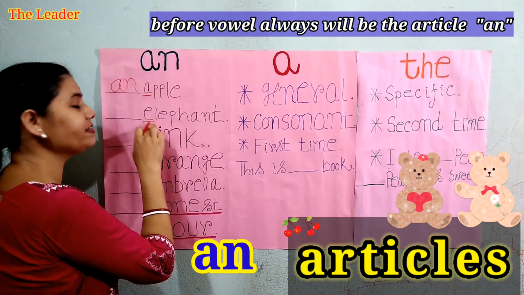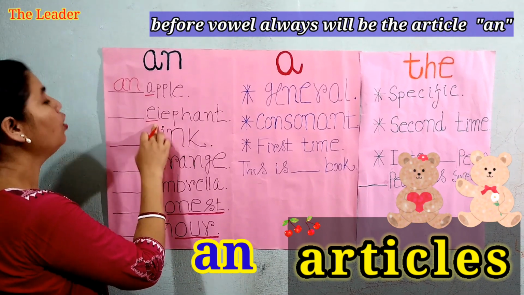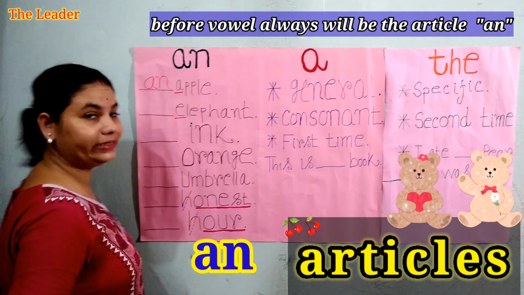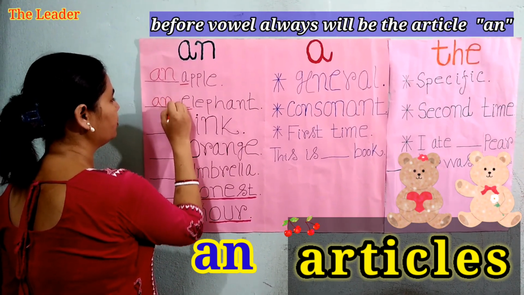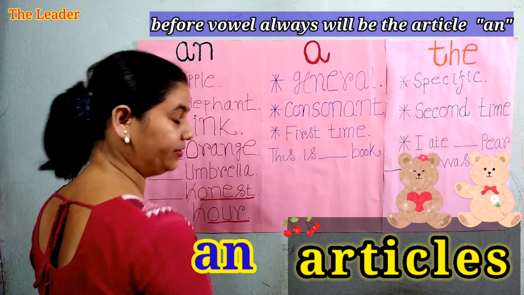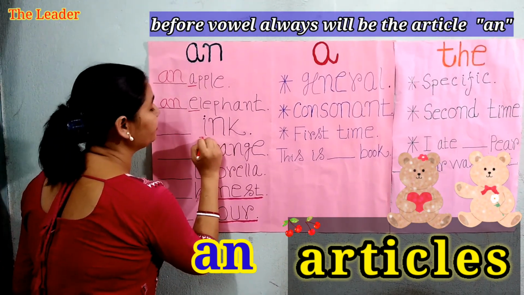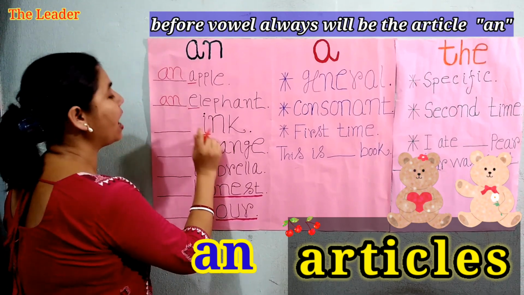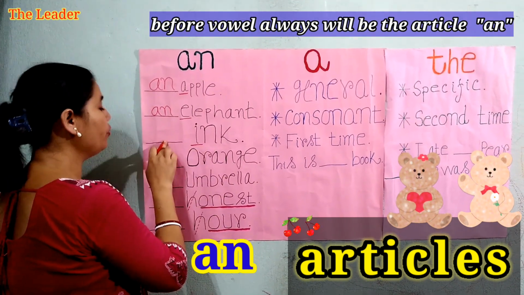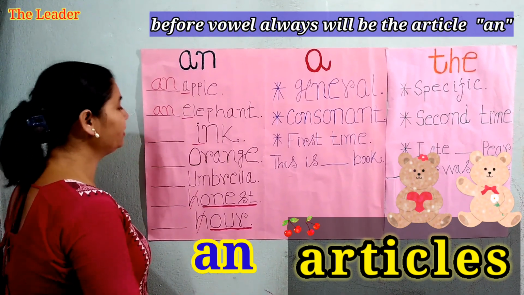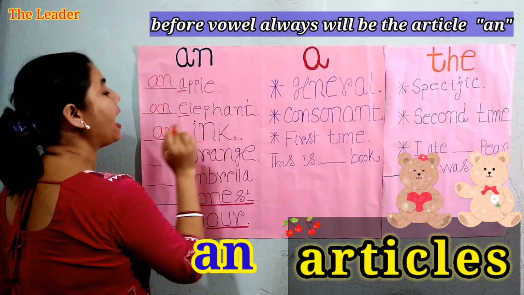Next, elephant. Here the first letter is E. E is a vowel. Before a vowel, we use the article "an". So, an elephant. Next, ink. Here the first letter is I. I is also a vowel. Before a vowel, we use the article "an". So, an ink.